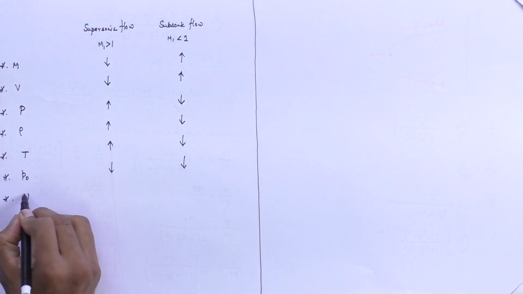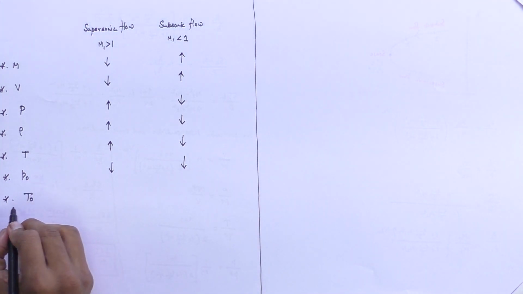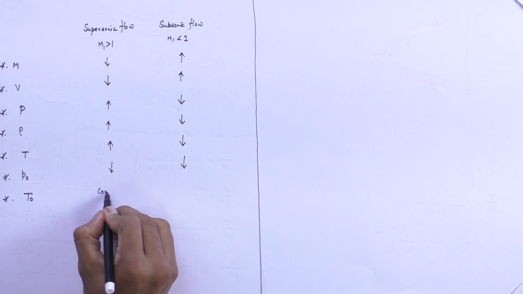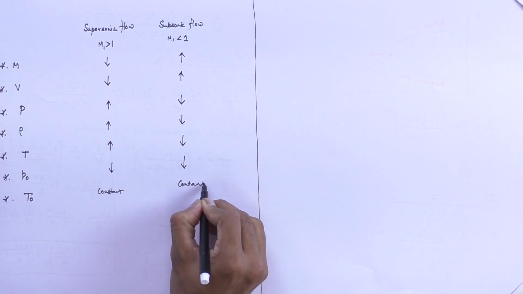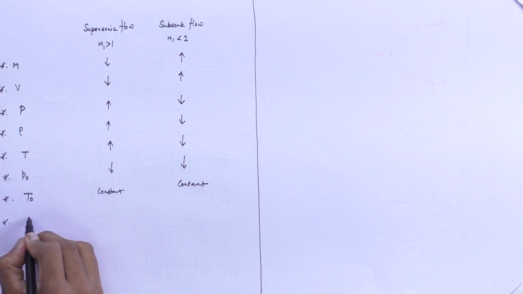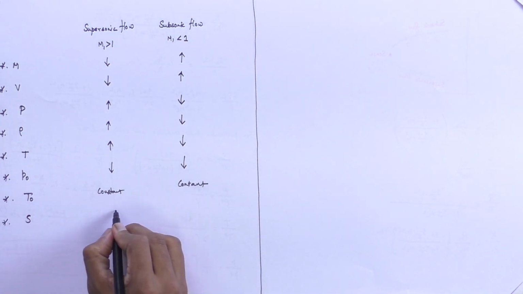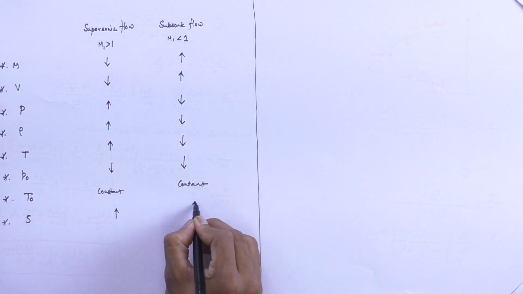Then T naught, since the flow is an adiabatic flow, this T naught will be constant at all the points. Then entropy, if we compare entropy, here also it increases, here also it increases.